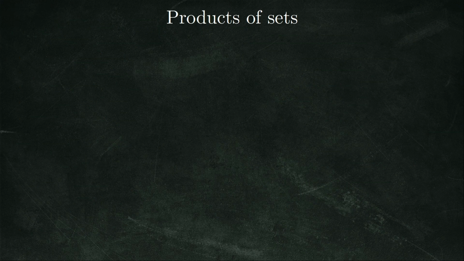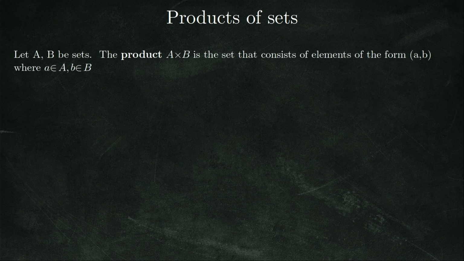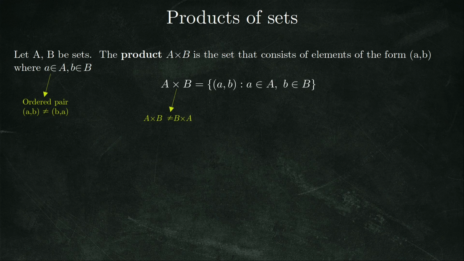We're now going to move on and look at products of sets. So if big A and big B are sets, the product, A cross B, is the set that has the elements little a, little b, where little a is in big A and little b is in big B. We can write this formally as A cross B is the set (a, b) that obeys the rule little a is in big A and little b is in big B. And this is an ordered pair, so (a, b) is not equal to (b, a). And this means, in general, A cross B is not equal to B cross A.